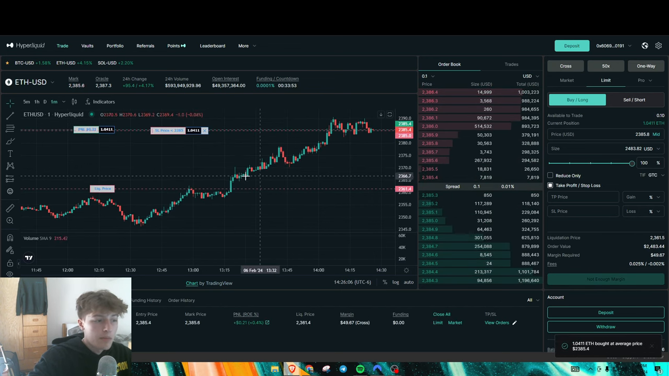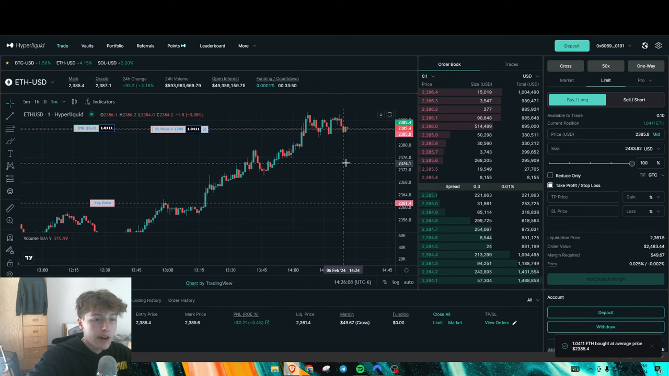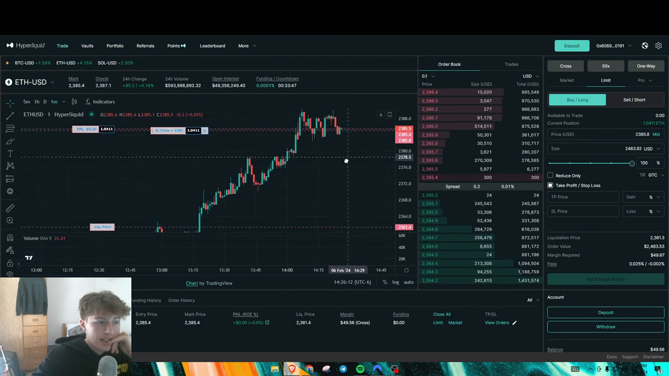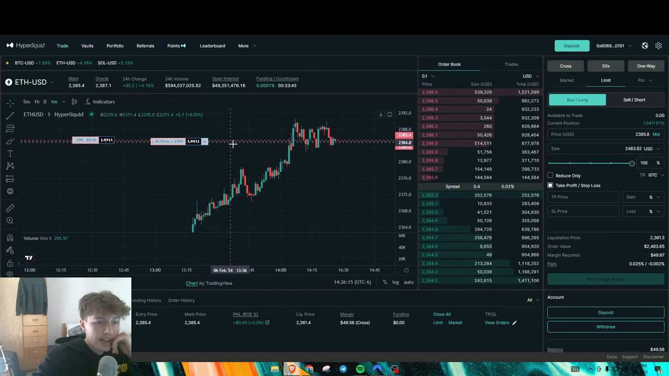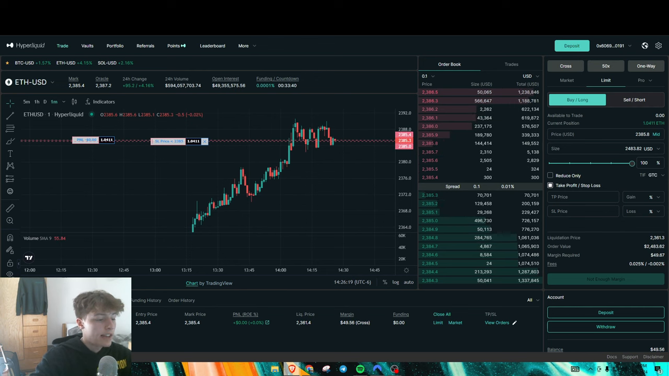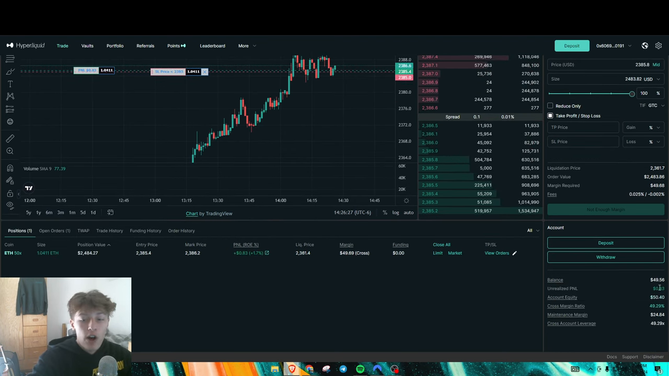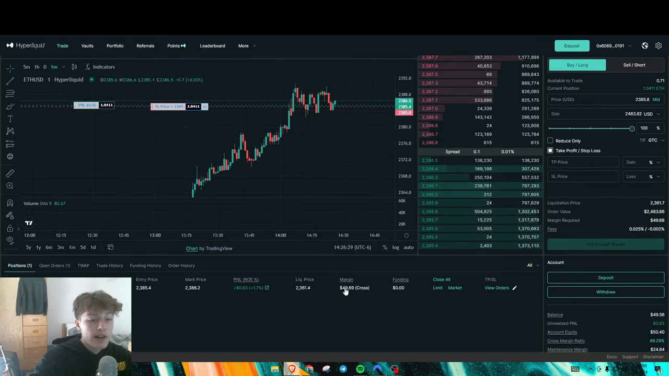Boom, so as you can see right here, my order has now been placed. I have a long position with the stop loss literally right under it. So if price goes below, it's automatically going to close my order. And it says that my position value is roughly almost $2,500. So that's $2,500 of volume that you've just generated with $50, right? My margin right here, roughly $50.